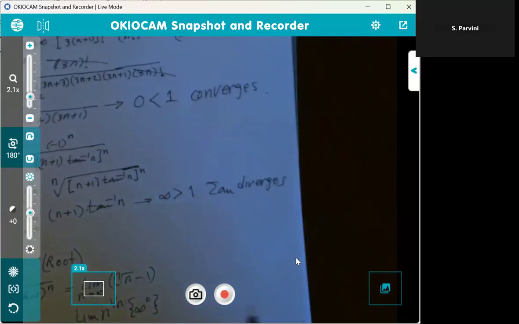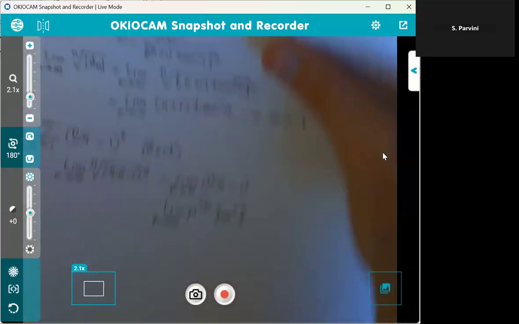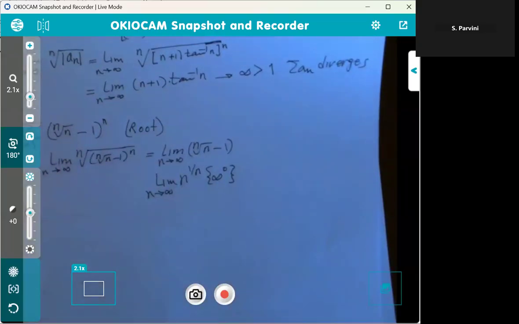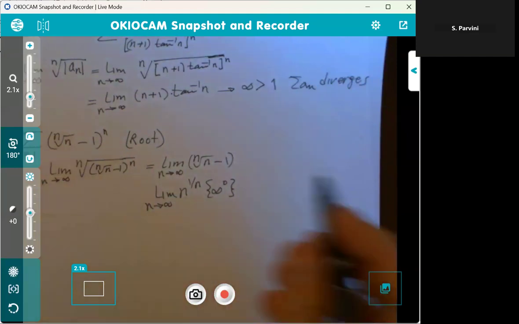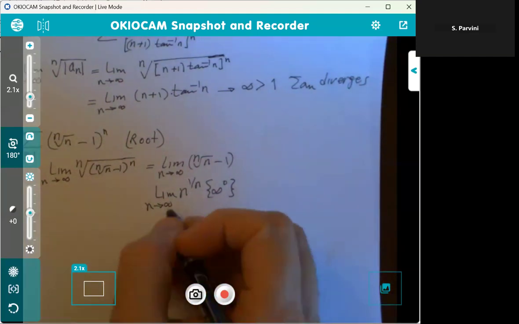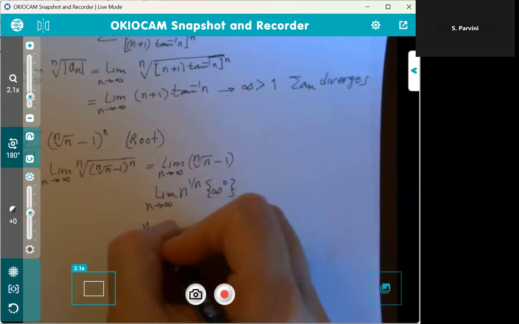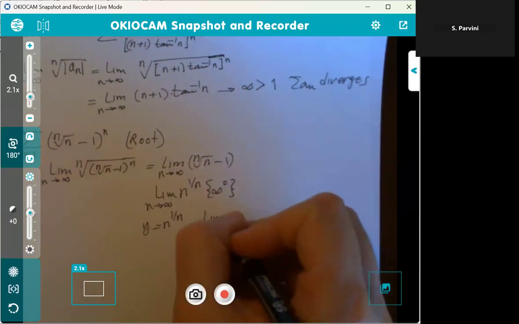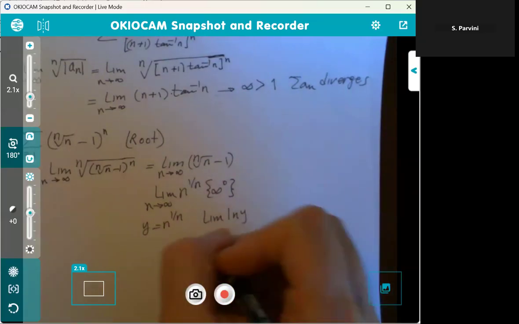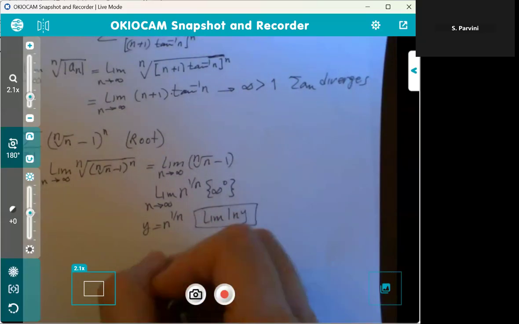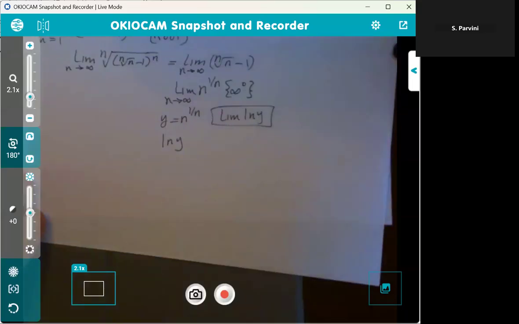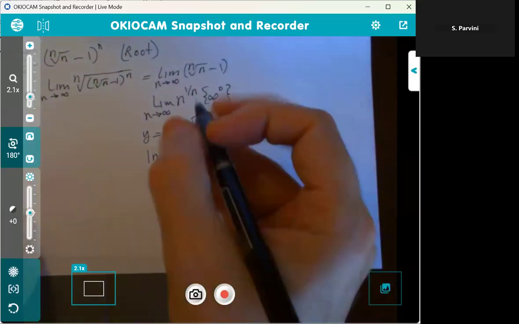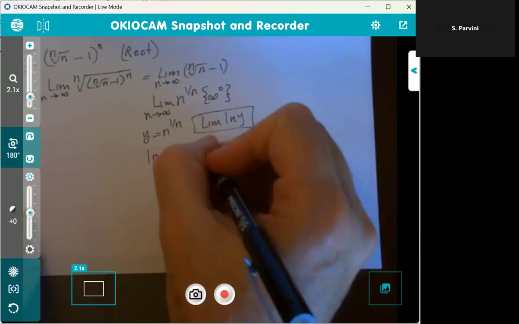How do we work this one? Before we take the derivative, let's take the limit of the natural log of this. So if y is n to 1 over n, we want to do the limit of the natural log of y. That's what we want to do. The natural log of y here is going to be 1 over n times ln of n.